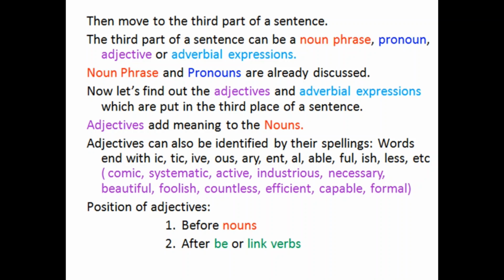Adjectives give meaning to the nouns. Adjectives can also be identified by their spellings. Words ending with IC, TIC, IV, OUS, ARY, ENT, AL, ABLE, FUL, ISH, LESS, etc. They are comic, systematic, active, industrious, necessary, beautiful, foolish, countless, efficient, capable, formal, etc.